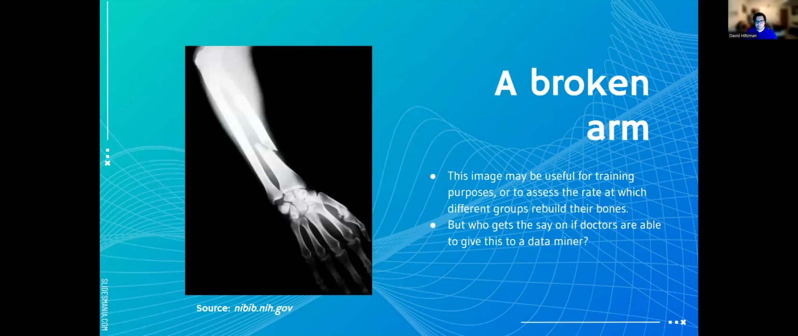So for example, this is a broken arm. Someone broke their arm, but who gets to say? We could look at a whole bunch of arm X-rays and figure out where the weakest point is for potential fractures, and use that to prevent them with safety measures and things like that. But who gets to say? Who gets to say this is useful, and on we go?